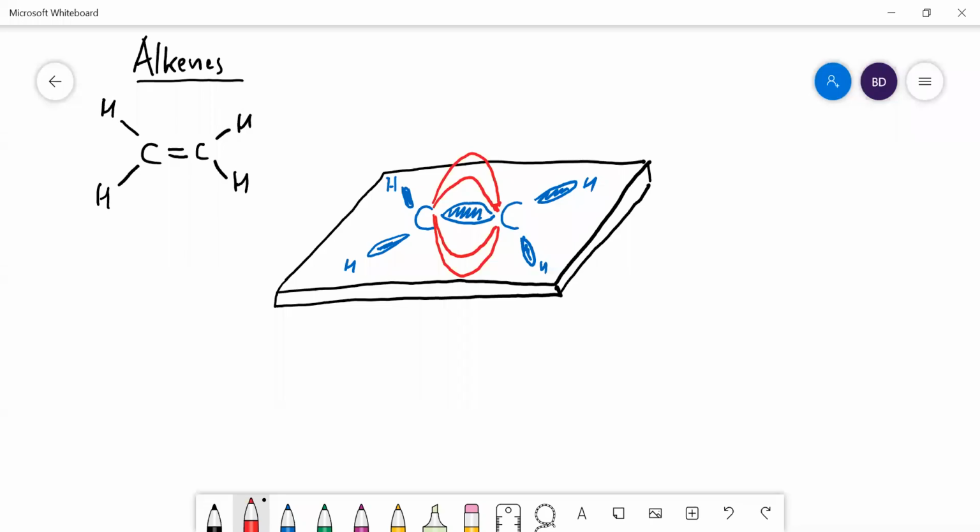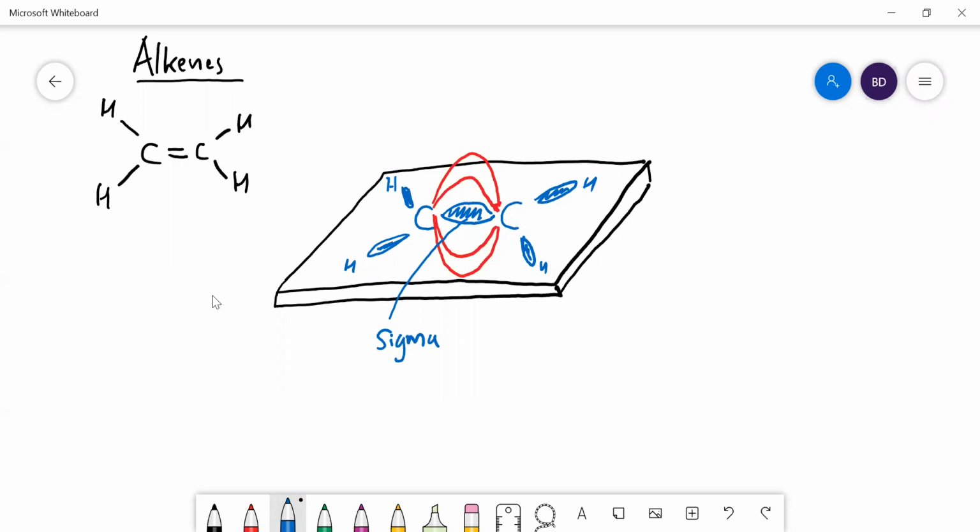Okay, going to talk about alkenes. I've got a picture of ethene there, just the diagram of it. And here I've tried to show the molecular orbitals. So we have this sigma bond. The double bond is made up of a sigma bond.